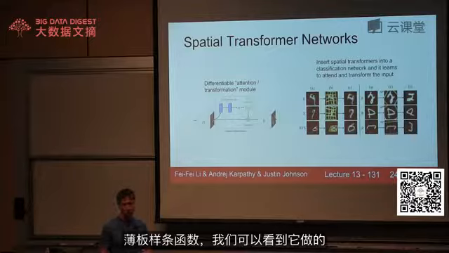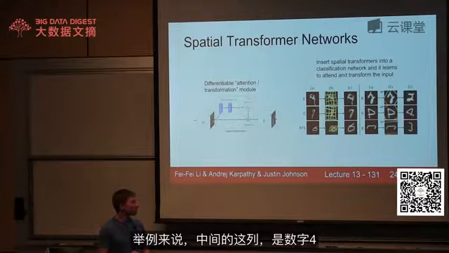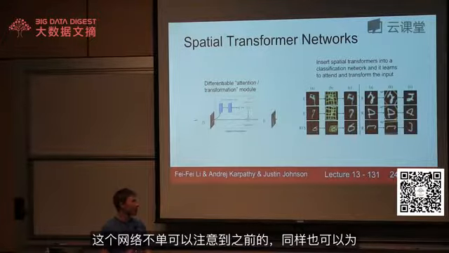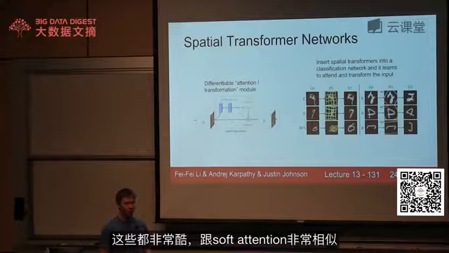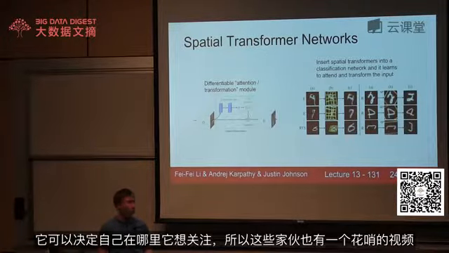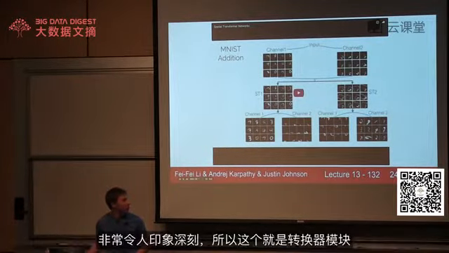So you can see that this is actually doing more than just attending to the input. We're actually transforming the input as well. So for example, in this middle column, this is a 4, but it's actually rotated by something like 90 degrees. So by using this affine transform, the network can not only attend to the 4, but also rotate it into the proper position for the downstream classification network. And this is all very cool. And again, similar to the soft attention, we don't need explicit supervision. It can just decide for itself where it wants to attend in order to solve the problem. These guys have a fancy video as well, which is very impressive.